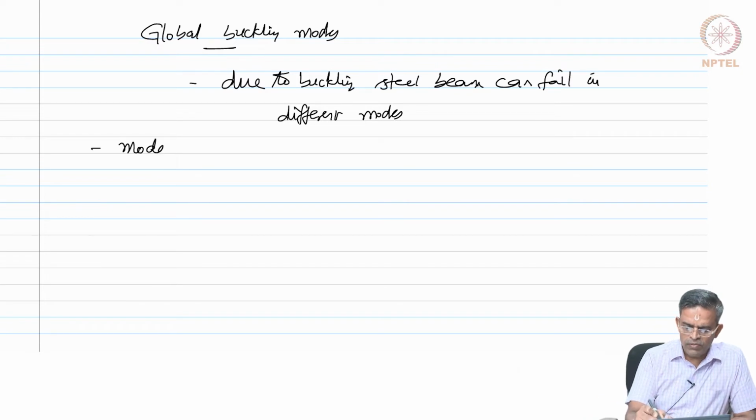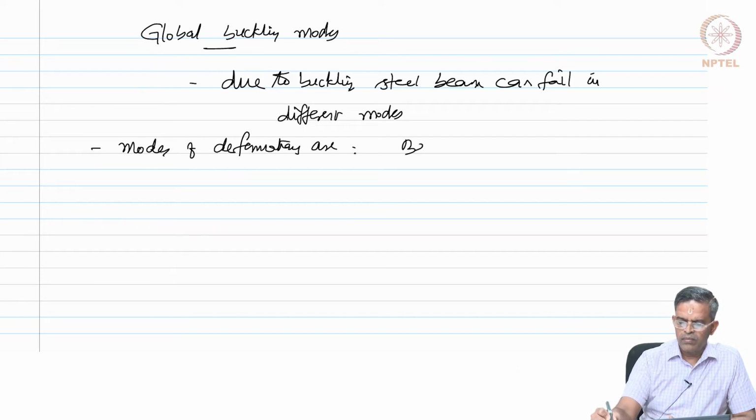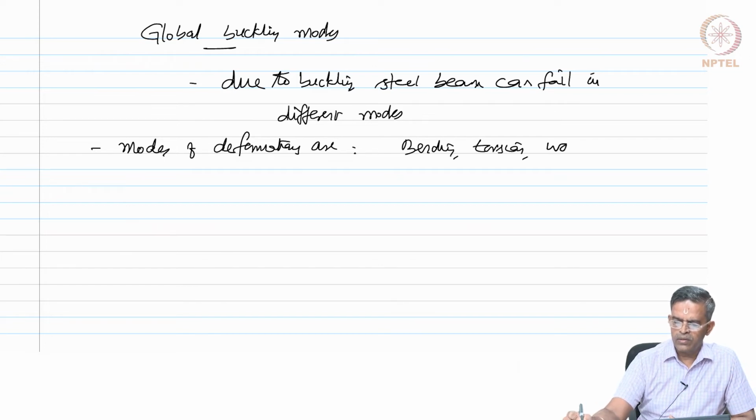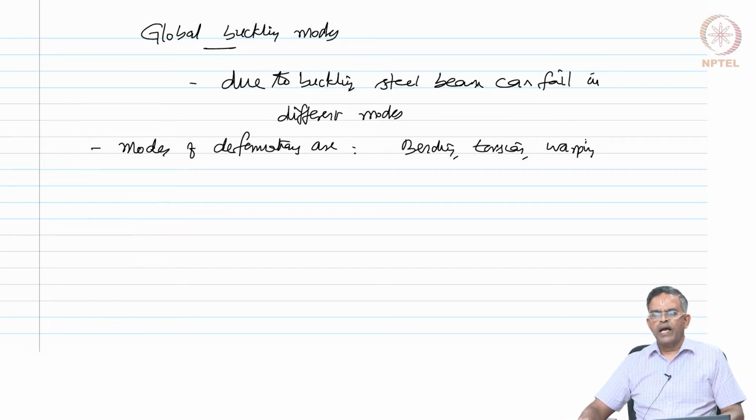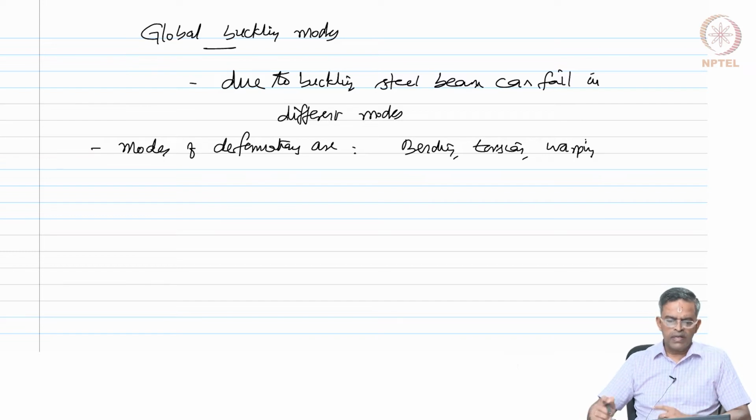So, the possible modes of deformations are bending, torsion and warping. Each one of them has different kind of stiffness. So, the resistance of the beam against this kind of bending or deformation depends on the respective stiffness. Therefore, flexural, torsional and warping stiffness are essential for estimating buckling resistance.